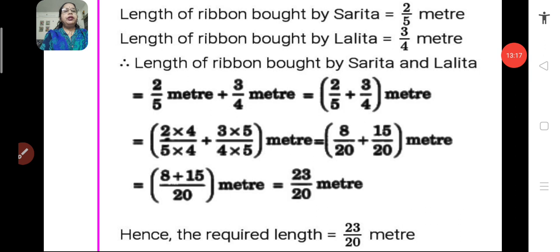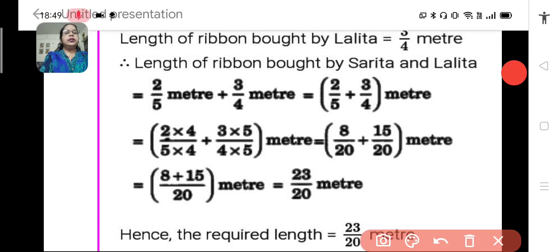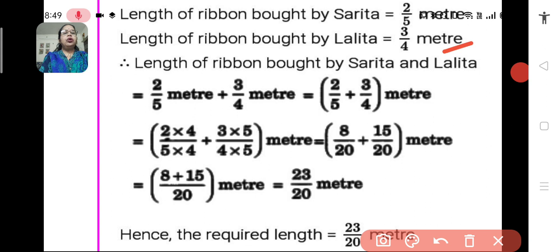So length of ribbon bought by Sarita is 2 upon 5 meter and length of ribbon bought by Lalita is 3 upon 4 meter. So total length of ribbon bought by Sarita and Lalita is 2 upon 5 meter plus 3 upon 4 meter. So we have to add these two fractions. They are unlike fractions. So what do we do?